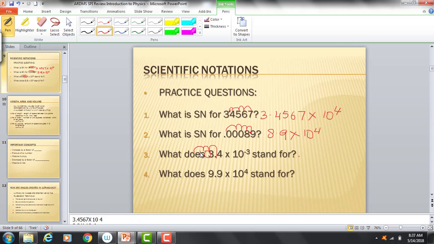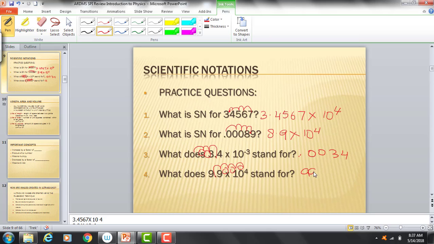Here again, this is a very small number. We're going to put the decimal between 8 and 9. It will be 8.9, and we're going to go backwards. 1, 2, 3, 4. So we're going to write 10 to the power of negative 4.